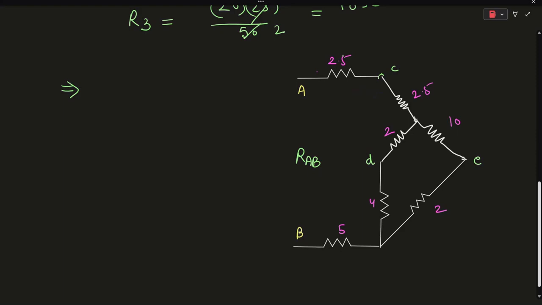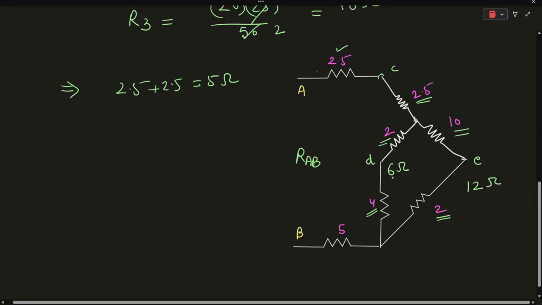In this circuit, 2.5 and 2.5, both of these resistors are connected in series. It means that their equivalent will be 2.5 plus 2.5, which is equal to 5 ohms. Similarly, this 2 ohm resistor and this 4 ohm resistor are connected in series, so their equivalent will be 6 ohms. Similarly, the 10 ohm and 2 ohm resistors are connected in series, so their equivalent will be 12 ohms.